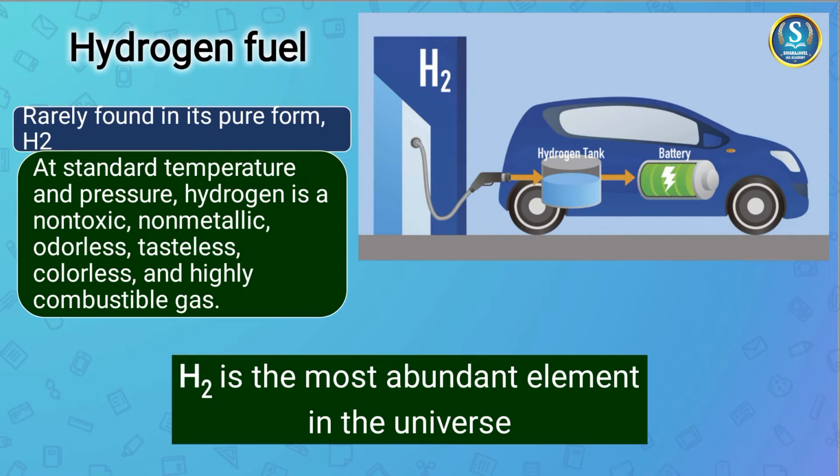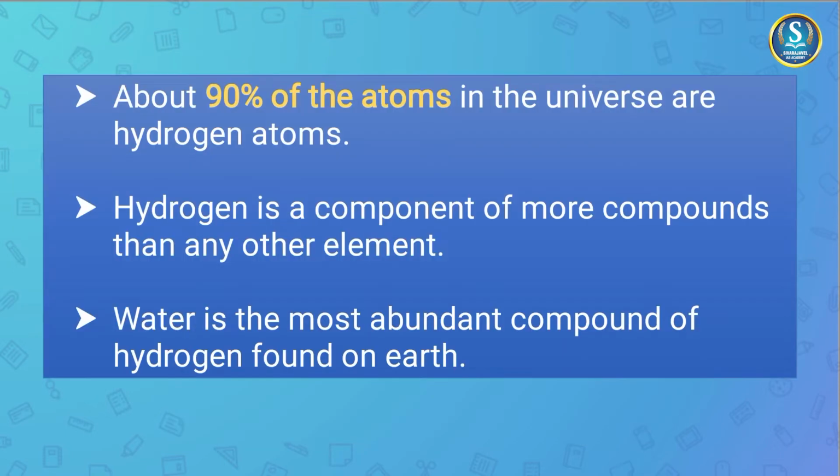And molecular hydrogen is not available on earth in convenient natural resources. It is not so easy to extract hydrogen from the natural reservoirs, but at the same time H2 or hydrogen is the most abundant element in the universe. About 90% of the atoms in the universe are hydrogen atoms.